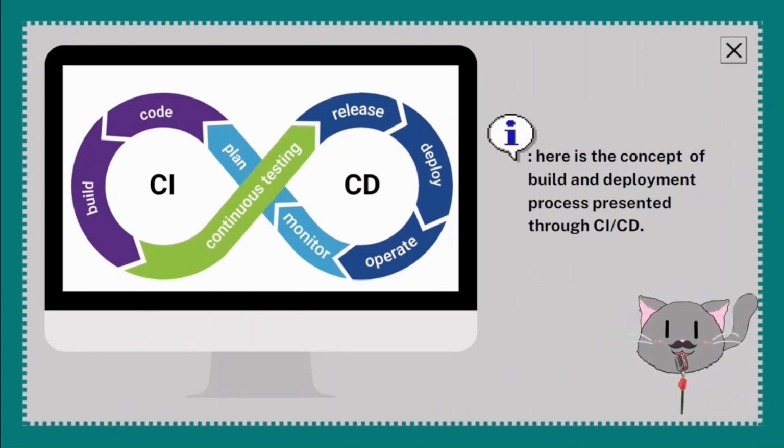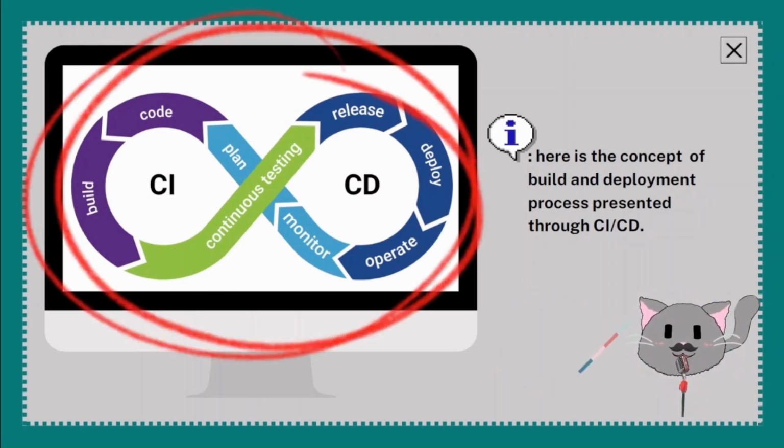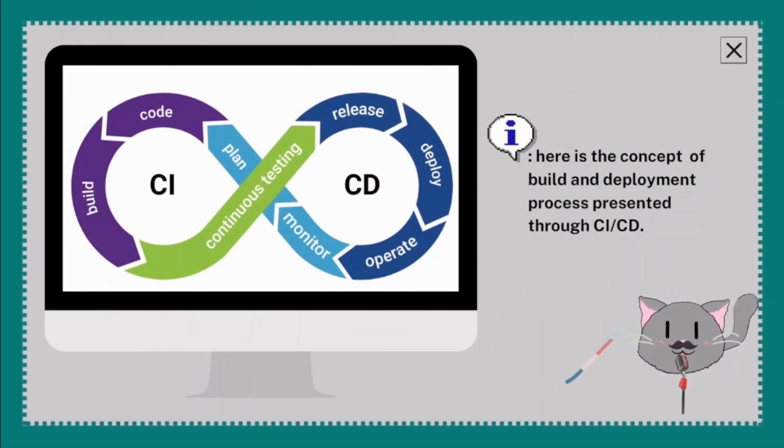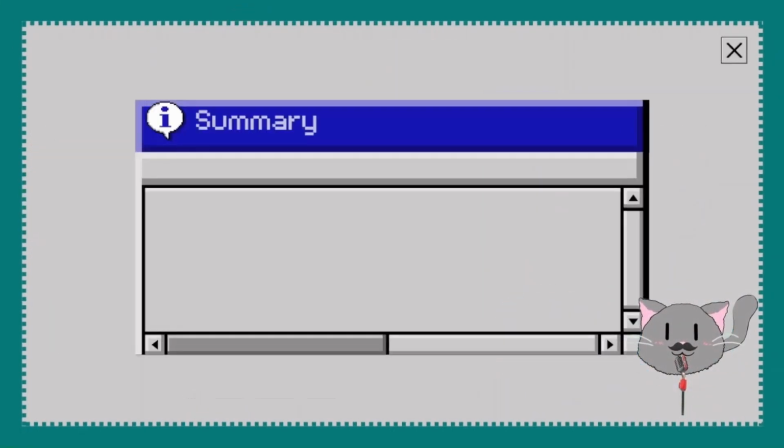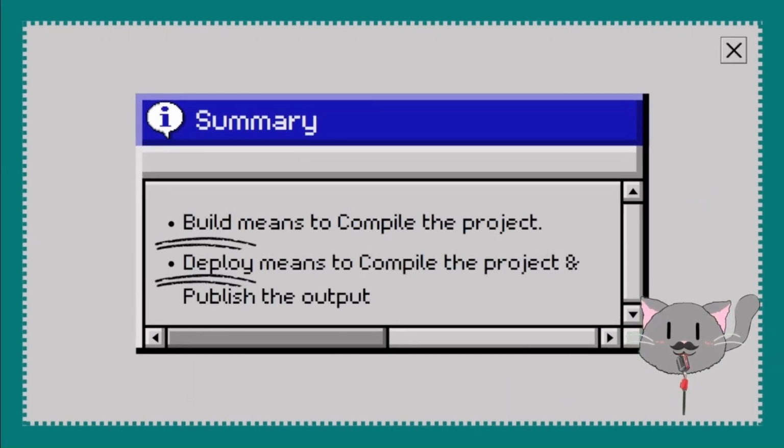Here is the concept of build and deployment process presented through CI/CD. The sequence of the process is: first is planning, second is code, third is build, then testing, then release, then deploy, then operate, and then lastly monitor. This process integrates endlessly. So in summary, build means to compile the project, and deploy means to compile the project and publish the output.